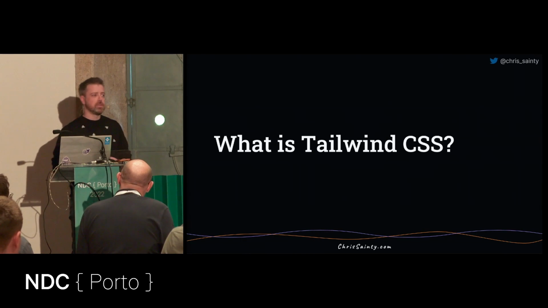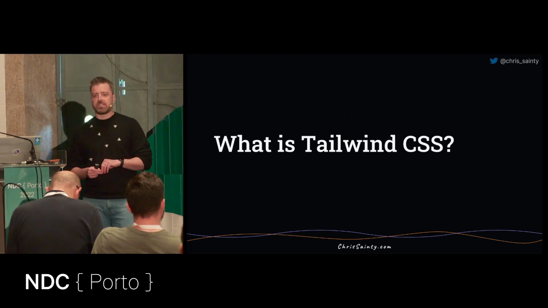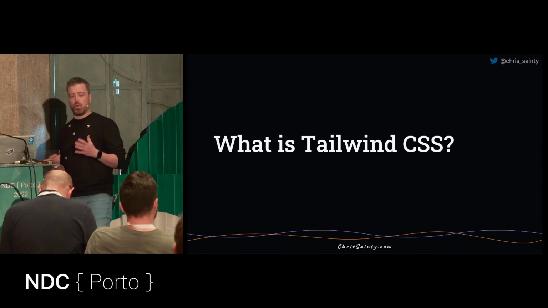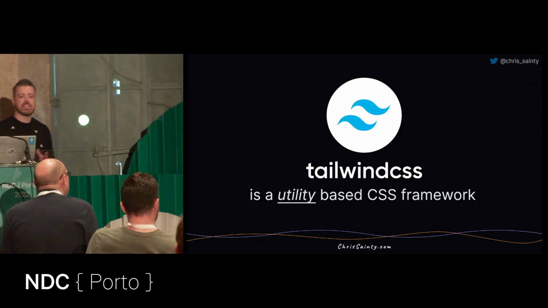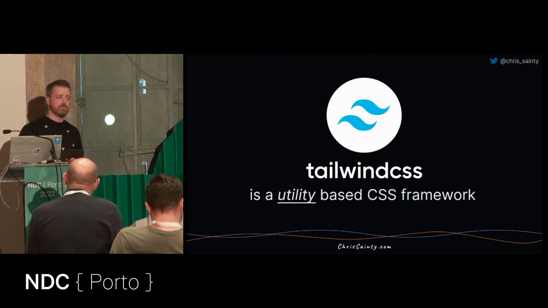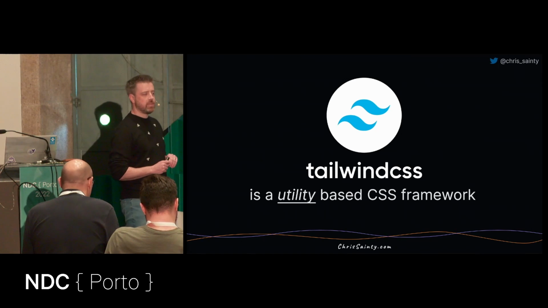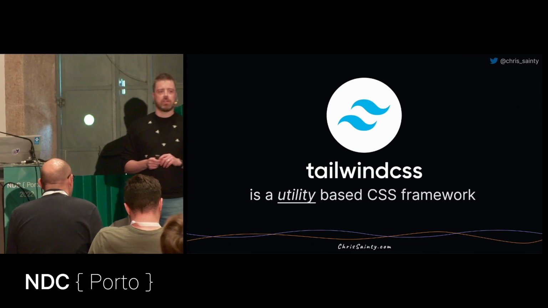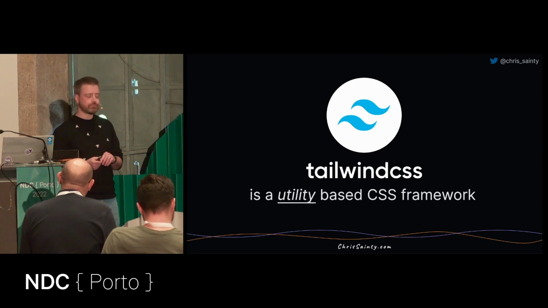Let's get into the actual main topic here. So let's talk about Tailwind CSS to start off with and what Tailwind CSS actually is. Tailwind CSS is a utility-based CSS framework. So what does it mean to be a utility-based CSS framework? Well, let's draw a comparison with another well-established framework, Bootstrap.